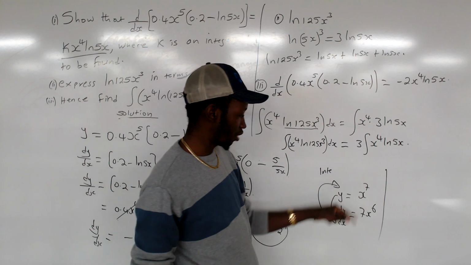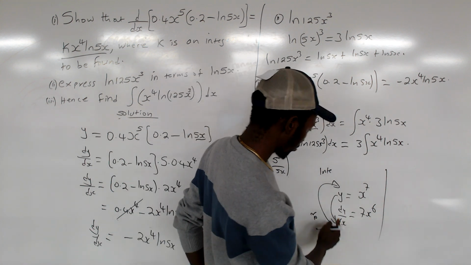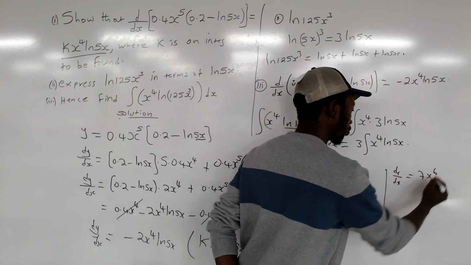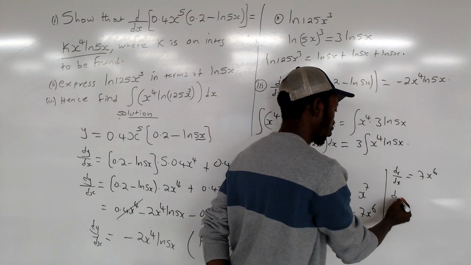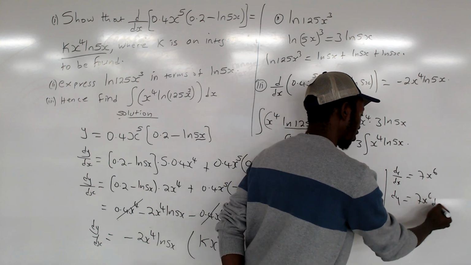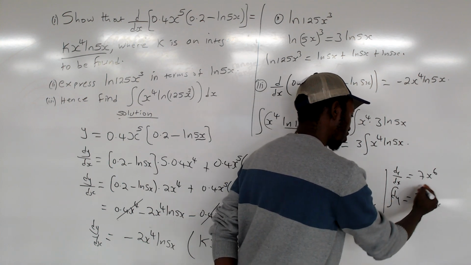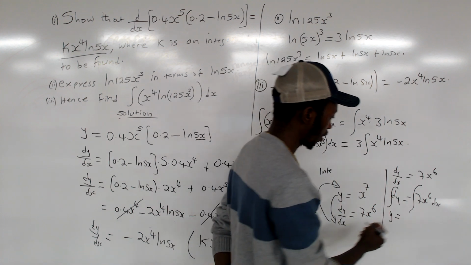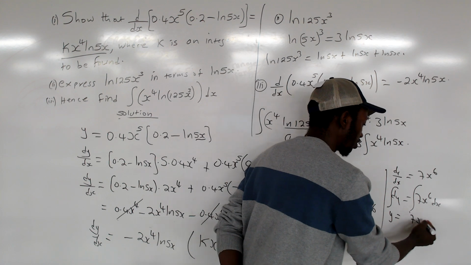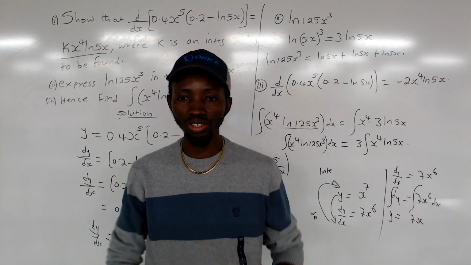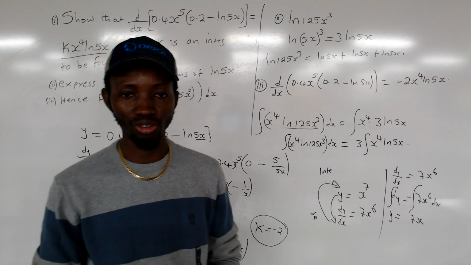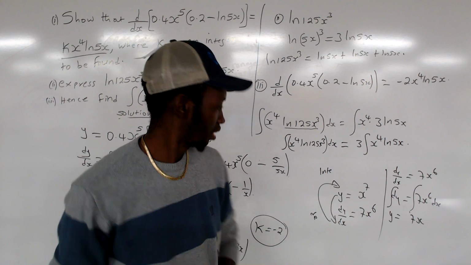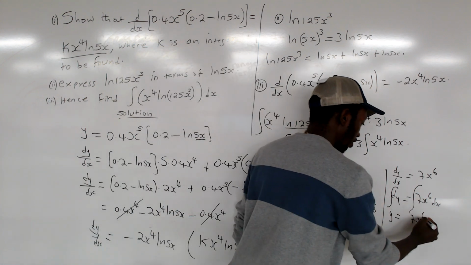So if we want to have this value again, we cross multiply. Since we have dy over dx equals 7x to the power 6, we can cross multiply. So dy equals 7x to the power 6 dx. You integrate both sides. When you integrate dy, it is y, and when you integrate this, in integration we always add to the power of the variable given. The variable here is x, and you have to add 1 to the index. So it's going to be 6 plus 1.